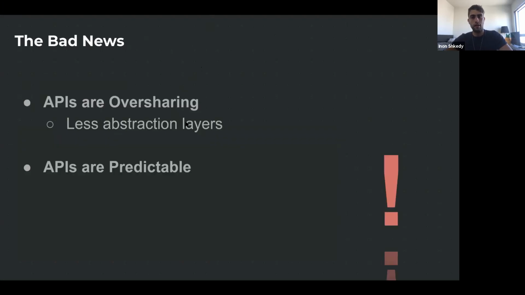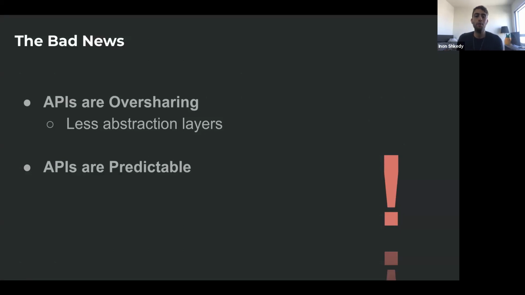The second thing is that APIs are oversharing. As we talked about, APIs expose fewer abstraction layers. And if you talk with experienced pen testers, they would tell you that the best way to exploit applications is to understand what's going on in the backend, what's going on on the code side. Many times when you perform black box testing, it's really hard to understand what's going on in the backend, especially with traditional applications.